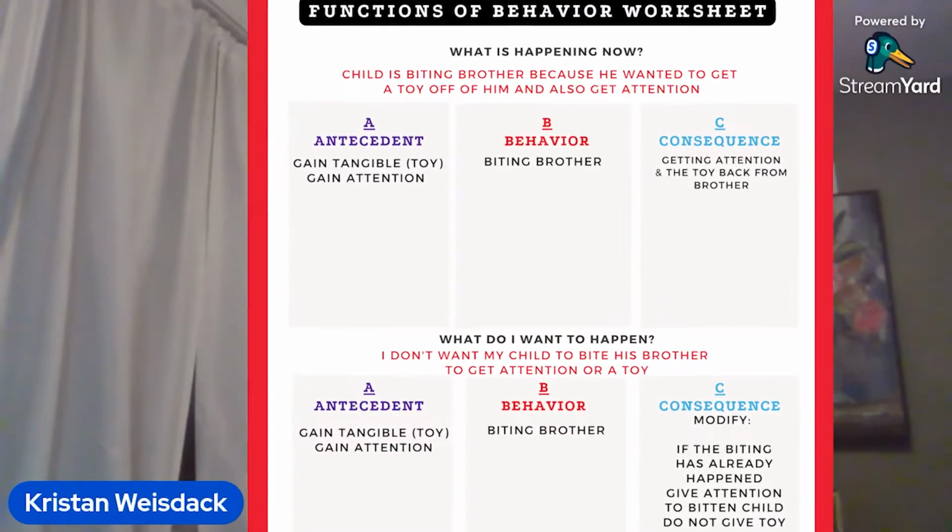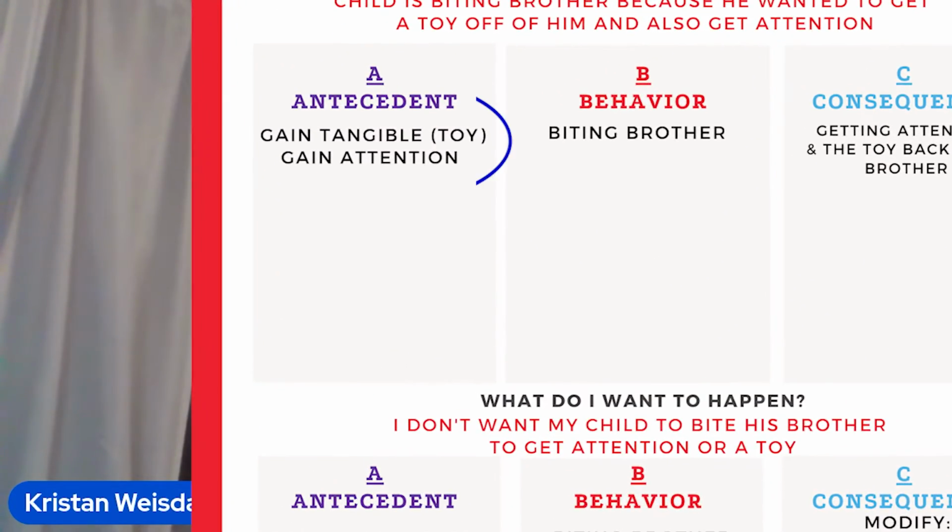Now, this could be happening for different reasons for different kiddos. In the scenario that I was observing, the one brother was trying to get a toy off of his other brother. And so that was gain tangible. Plus, he was using it to get attention. You can also see when behavior is used for attention because the child will usually laugh or smile at the caregiver and they kind of make a game out of it. So that's how you know what's happening then.